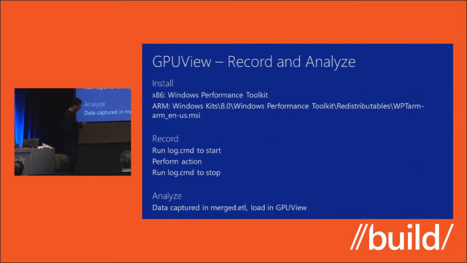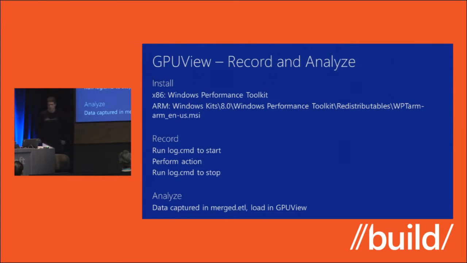And it can run on both Windows RT and Windows 8. Inside, after you install the Windows Performance Toolkit on your developer machine, you can find a redistributable that you can copy over to a Windows RT machine and then run it on Windows RT as well.